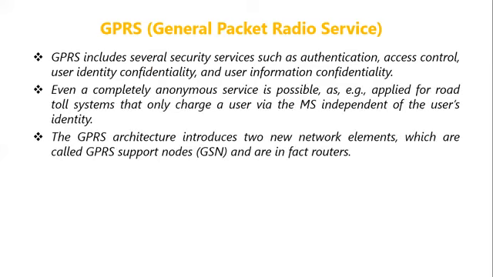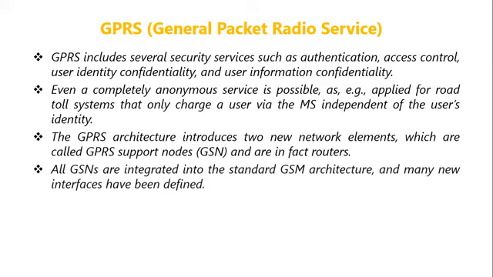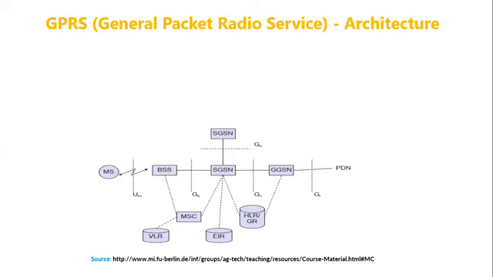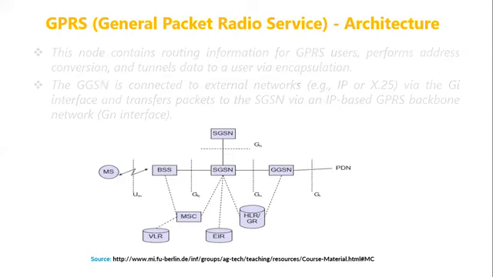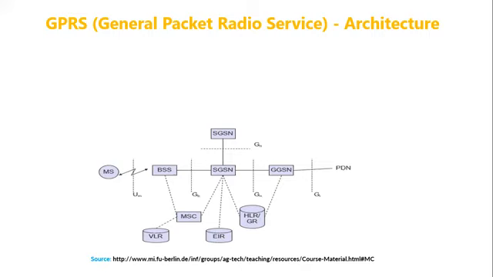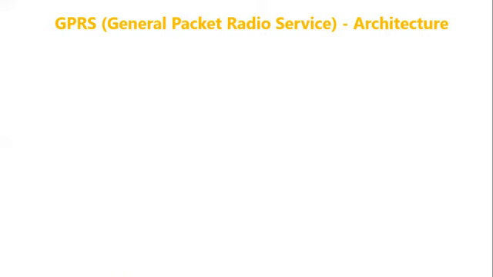Then we have slightly discussed the various security services offered by GPRS, and then we jumped into the GPRS architecture. We have understood what is SGSN and what is GGSN. GGSN is the gateway GPRS support node which connects with the PDN. It gets data from the PDN, gives it to the SGSN, and through that the data will be communicated to the mobile station.